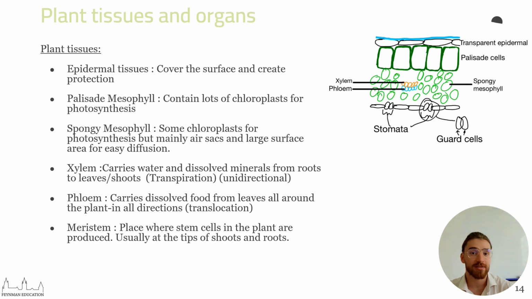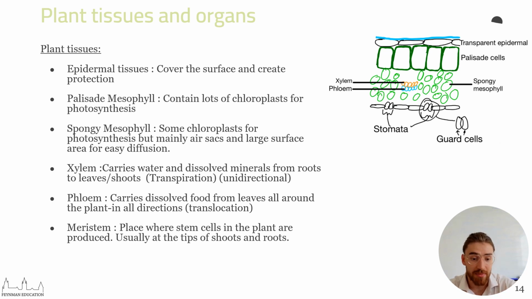Now, when it comes to plants, just like animals, they're going to have organs. Okay, these organs are going to be specially adapted to doing a certain function. Okay, now we've done this before, so I'll just go through it quickly. The epidermal tissue, so the skin layer of the plant, covers the surface and creates protection, as well as being see-through or transparent to allow light into the rest of the plant.